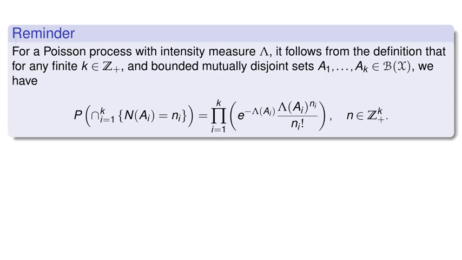Another reminder: for a Poisson process with intensity measure lambda, it follows directly from the definition that for any finite k in Z plus and any collection of bounded mutually disjoint sets A1 through Ak in script B of script X, the probability of the intersection from i equals 1 to k of the event N of Ai equals ni is given by the product from i equals 1 to k of e to the power minus lambda of Ai times lambda of Ai raised to the ni divided by ni factorial. This holds for any n in Z plus raised to k.